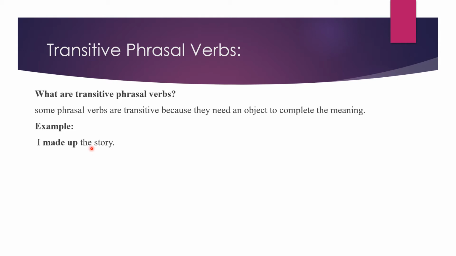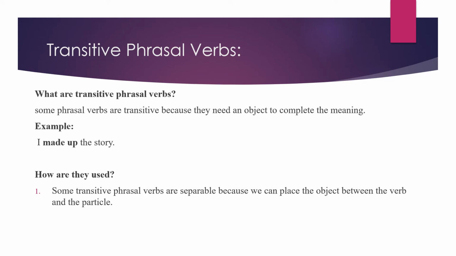For example, if I say I made up, it means to create or to devise. So what did you make? You don't know until you add the object. So over here the story is the object of the verb made up, and in this way it conveys a whole thought, that is, you created or you devised a story.